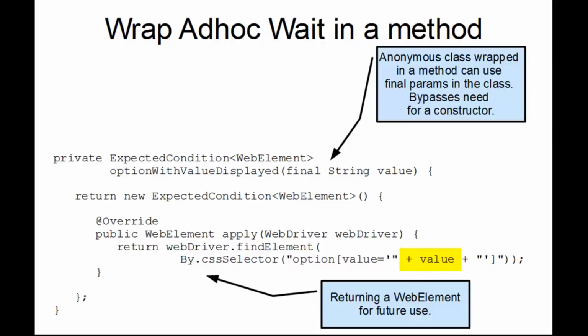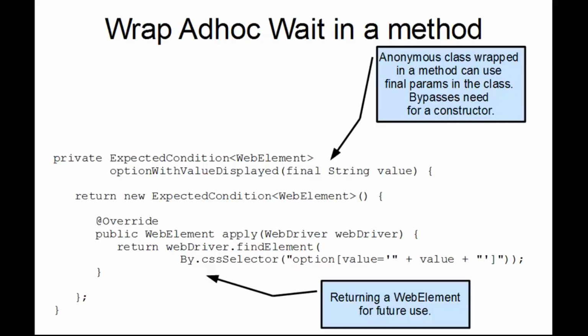So I can actually, with an anonymous class, pass values in so long as it's wrapped in a method, and so long as that parameter is declared as final. So final String value in a parameter, with the body of that method being an anonymous class, I can then, in the synchronization code, in the apply method, use that value that is passed in.